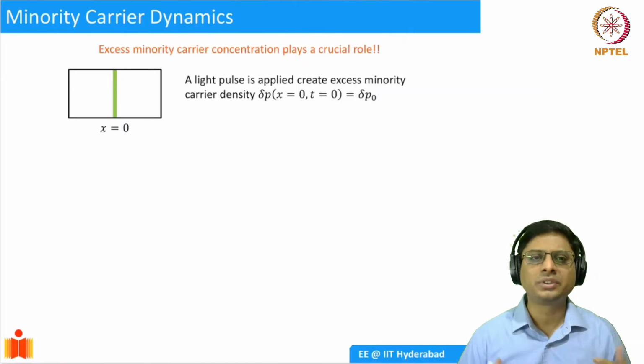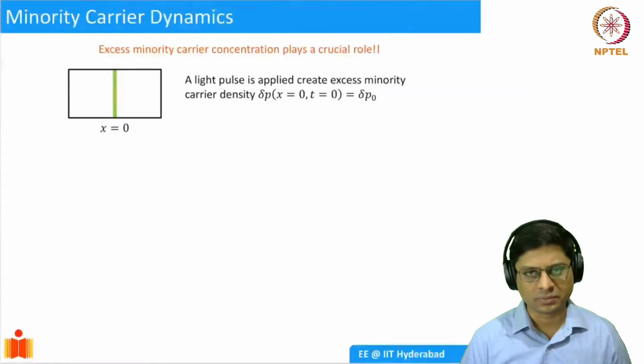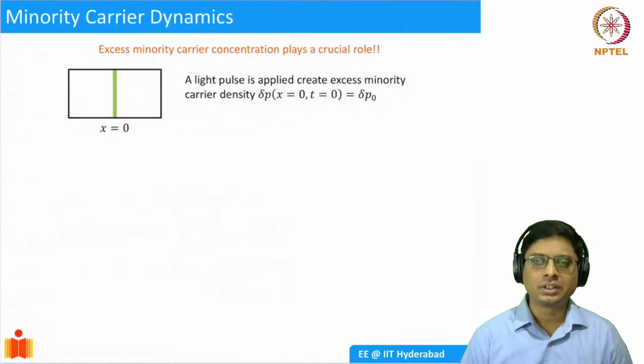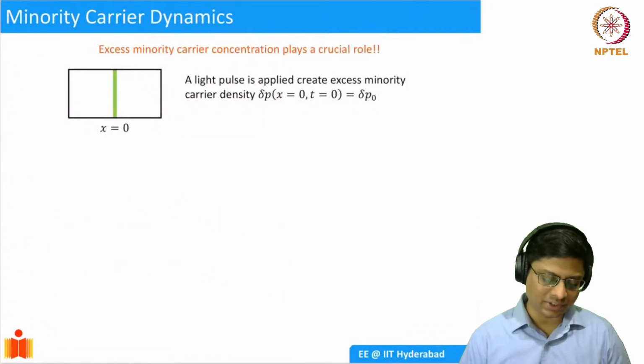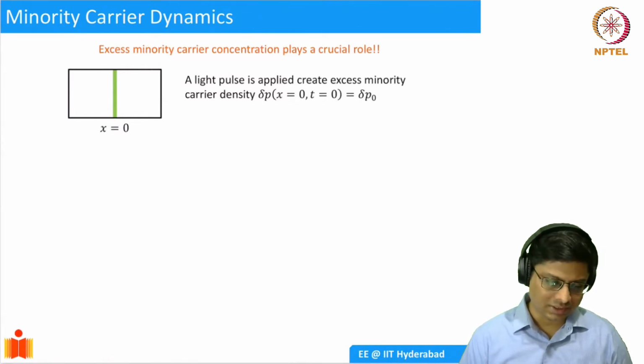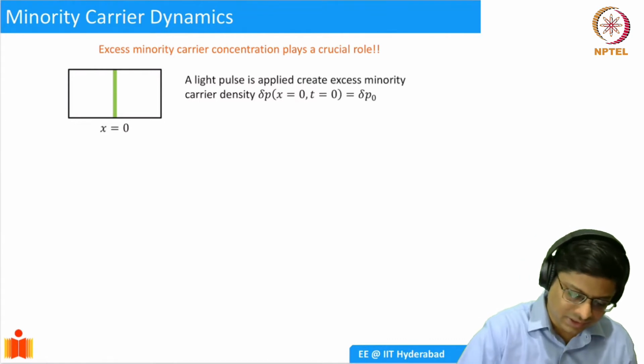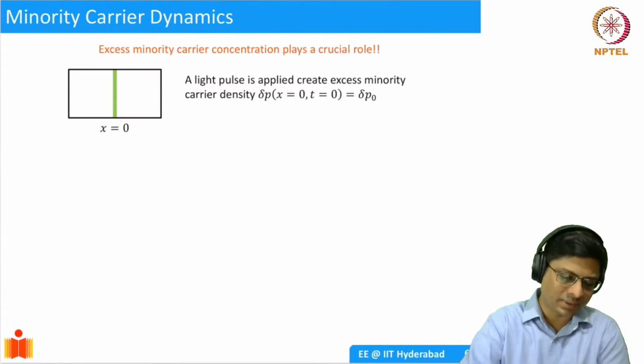We want to determine how these quantities change as a function of position, as a function of time. To do that, we need to solve some equations. We'll try to build that equation. To do that, let's just consider a situation where you have basically a semiconductor. Let's call it an N-type semiconductor.